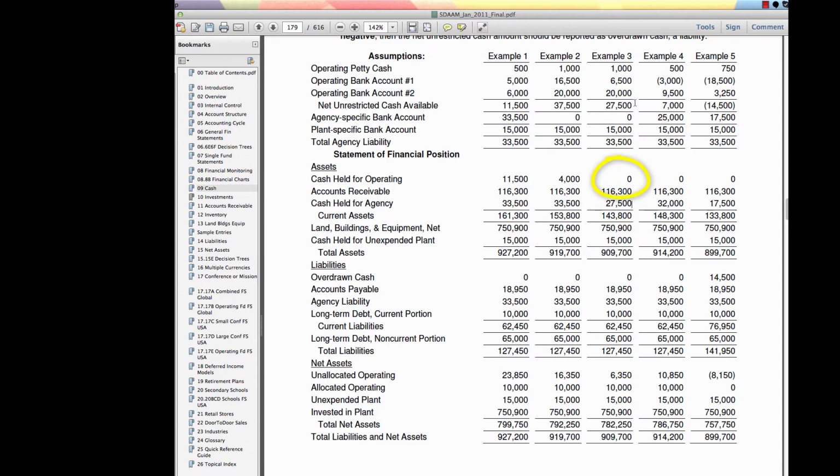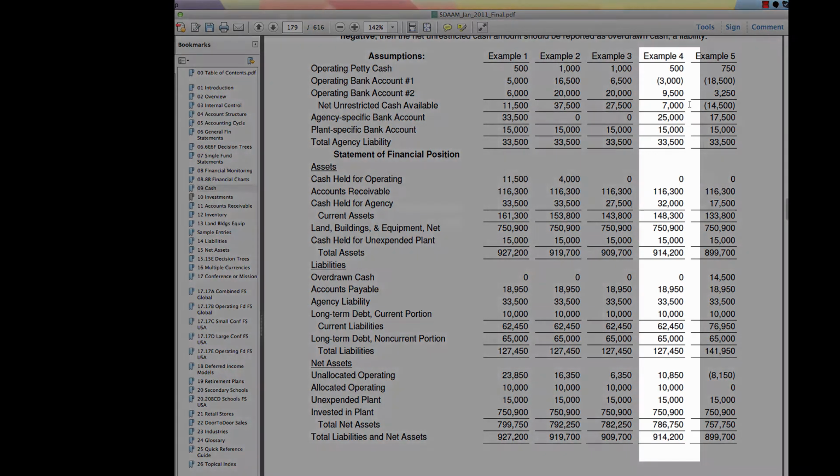So let's reiterate that to make sure that we're clear: our total cash is $27,500 and our agency liability is $33,500. So all the cash that we do have is shown as agency cash. Okay, so we would not put $33,500 in cash here and a negative number in cash held for operating. That's example 3. I hope that you're not in that situation. I hope most of you are in example 2.